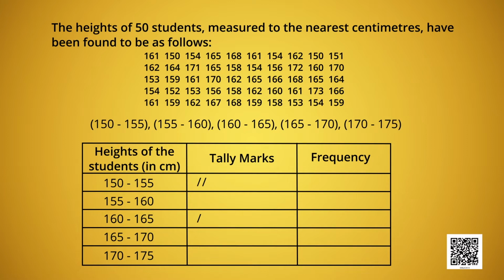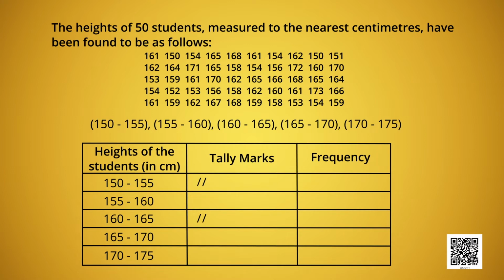165. Now 165 seems to be coming both in 160 to 165 and 165 to 170. In order to remove this dilemma, we have a convention which says that we will keep 165 in 165 to 170. That is, in any class interval, the lower class limit will be a part of it, but not the upper class limit.